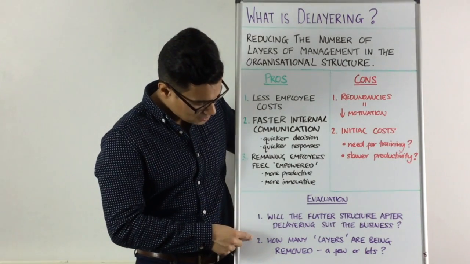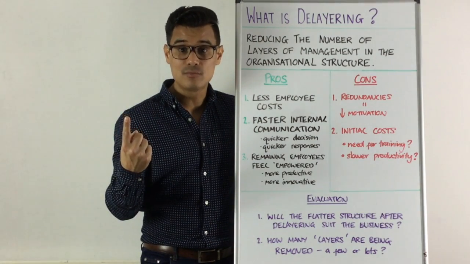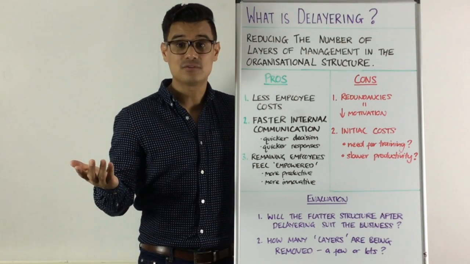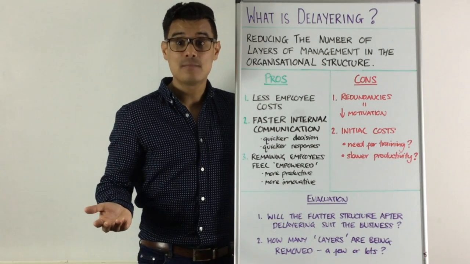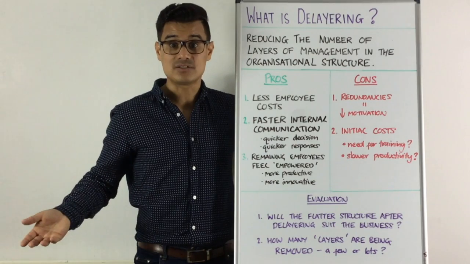And number two is that how many layers are being removed? Is it just one layer that's being removed, or is it 10 layers that are being removed? Because if it's 10 layers of management being removed, it's likely to have a strong impact on the business.